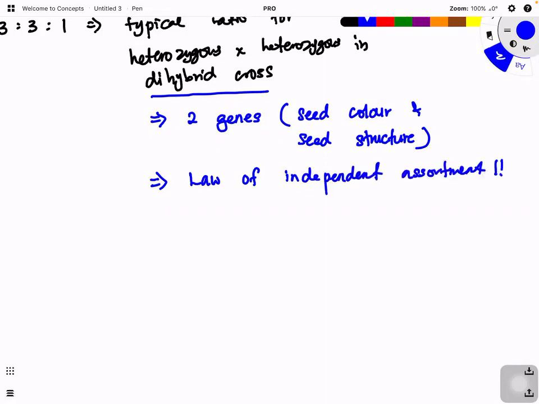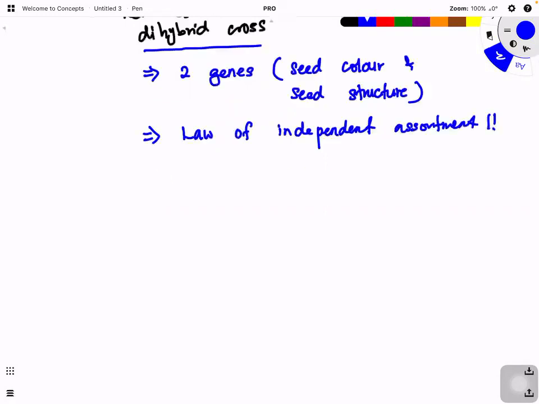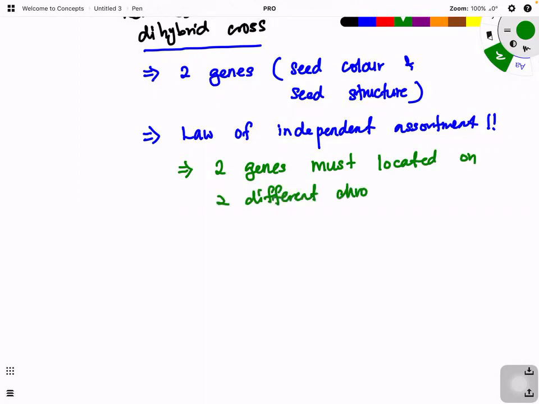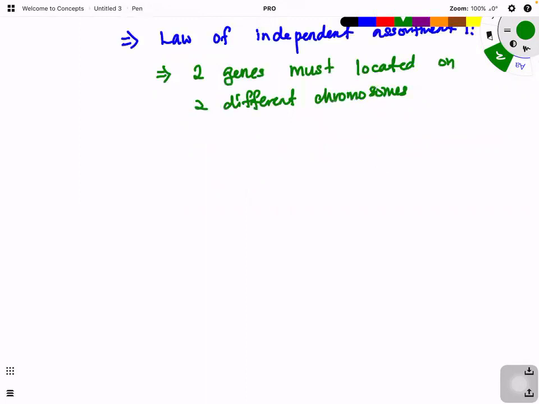With the law of independent assortment, we have one condition here. What's the condition? These 2 genes must be located on 2 different chromosomes. In other words, they are not linked on 1 chromosome. They are not linked. Are you clear? They must be located on 2 different chromosomes.